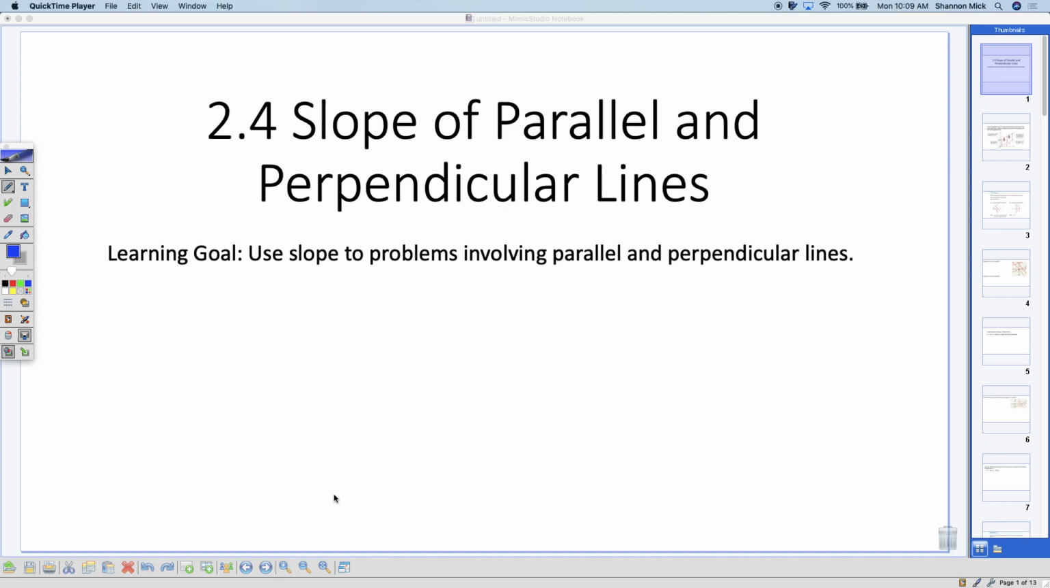2.4 slope of parallel and perpendicular lines. We're going to be using slope to solve problems involving parallel and perpendicular lines.